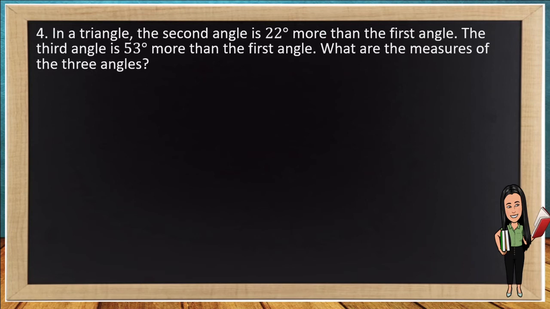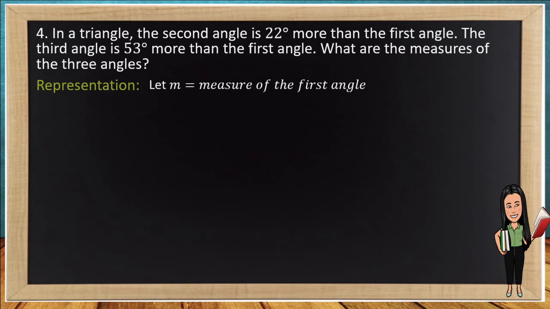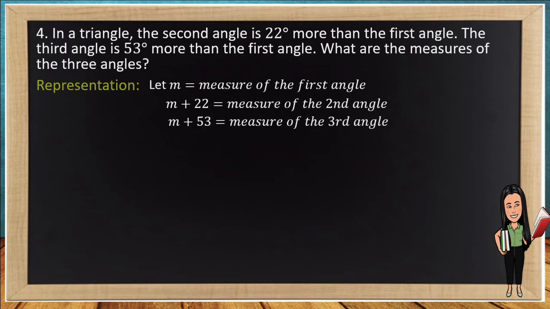Represent muna natin. Yung first angle, i-represent natin as a variable. So, let's use M to represent the first angle. Yung second angle is 22 degrees more than the first. That is M plus 22. The third angle is 53 more than the first. So that is M plus 53. Yan na yung representation natin for the measurement of each angle.